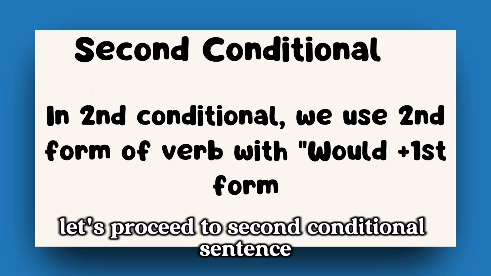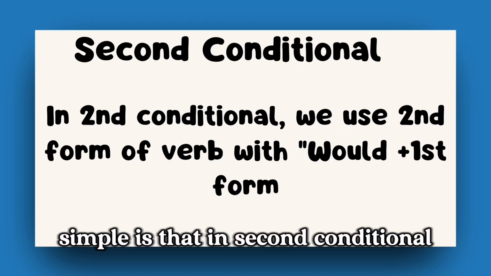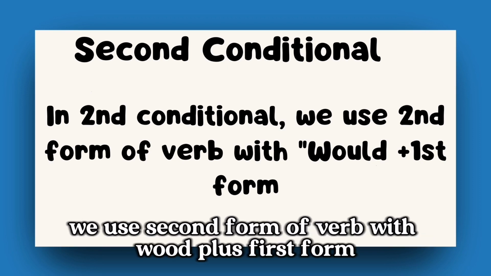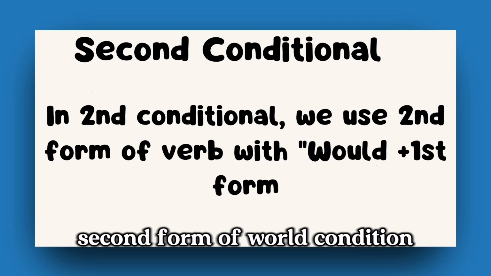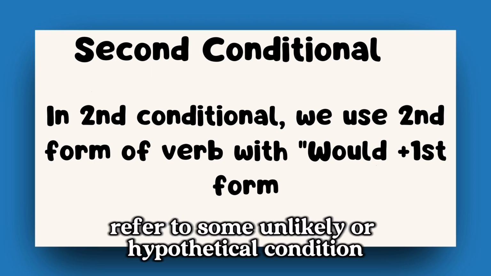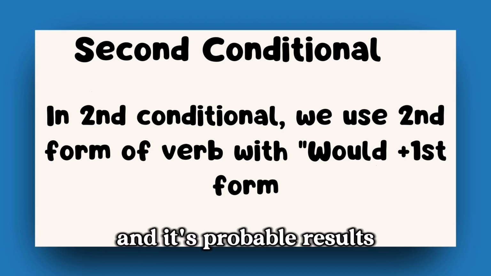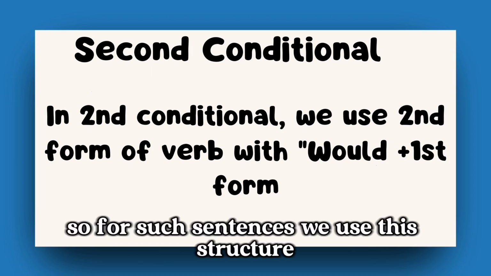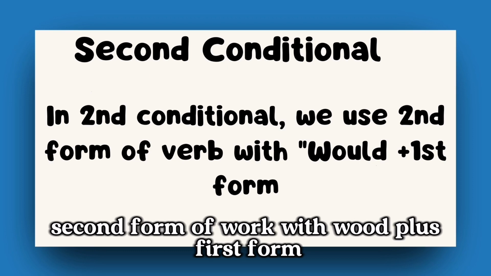Let's proceed to second conditional sentence. Simple is that in second conditional, we use second form of verb with would plus first form. Second conditional sentences refer to some unlikely or hypothetical condition and its probable results. So for such sentences, we use this structure. Second form of verb with would plus first form.